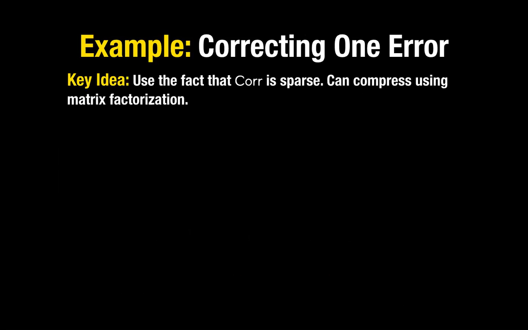Okay, so let's try to see this with an example. For this example, let's assume that you just want to correct one error. So let's say the correction is just one sparse, there's only one non-zero entry. The idea is that we're going to use the fact that the correction is one sparse, and we are going to compress it using matrix factorization. We're going to take this correction vector, encode it in some matrix, then factor that matrix. Note that matrix factorization is a degree 2 reconstruction. So that's what we're going to do. Let's see it in more detail.